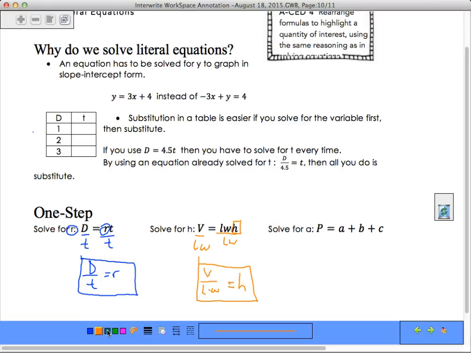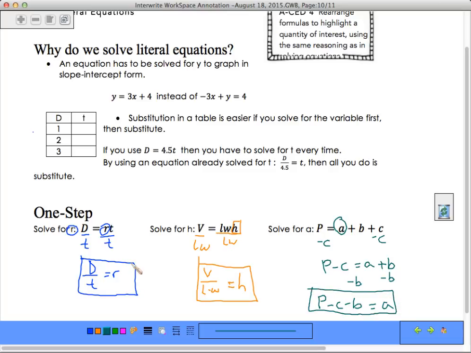Okay. And on the third example here, it wants me to solve for a. I want to get this piece all by itself. So here I have to think about, these are addition. So to get rid of addition, to undo addition, we subtract. So maybe I'll start by subtracting c to the other side. So that gives me p minus c equals a plus b. I still want a by itself. So to get rid of the plus b, I'm going to subtract b. So I have p minus c minus b. I can't combine any of these because these are all different. So I just leave it the way it is. And there's my final answer.